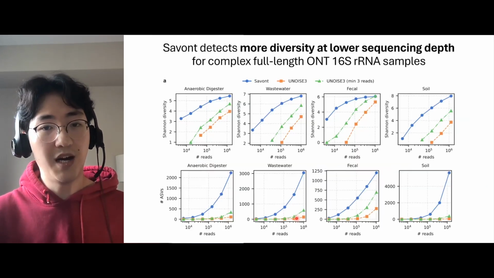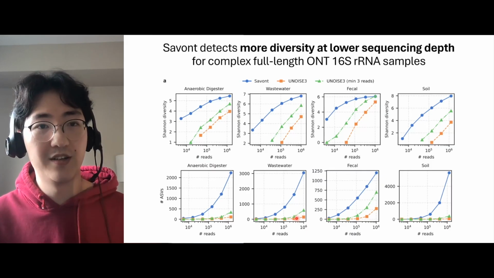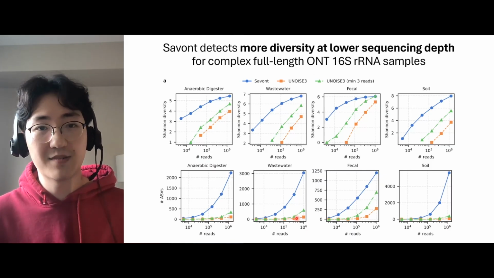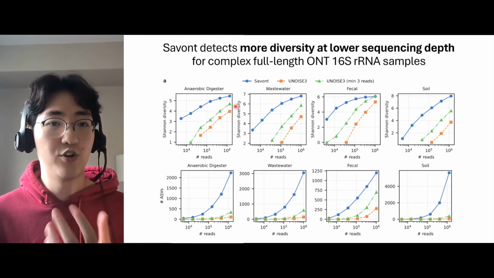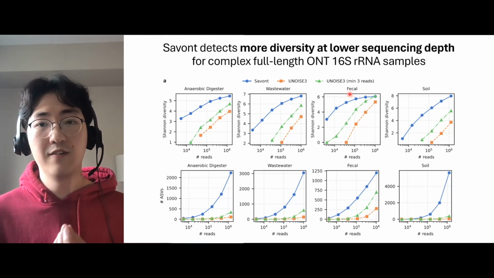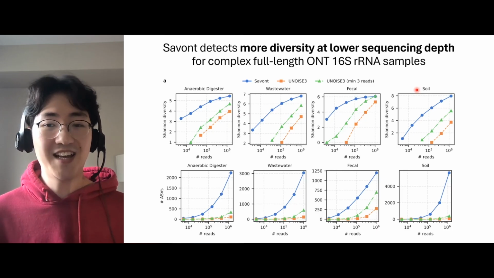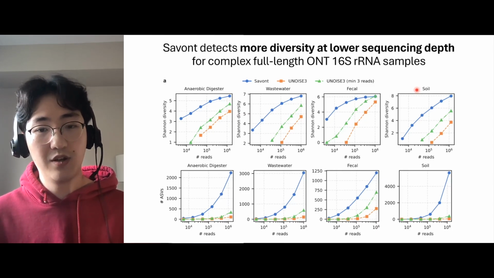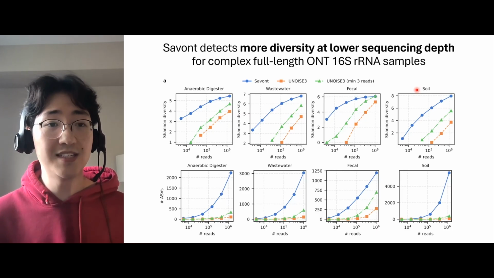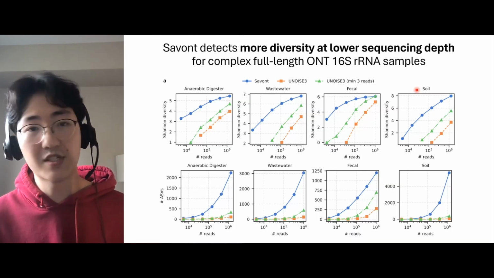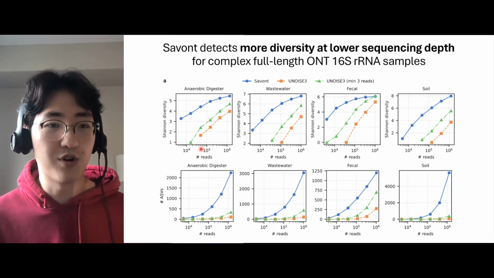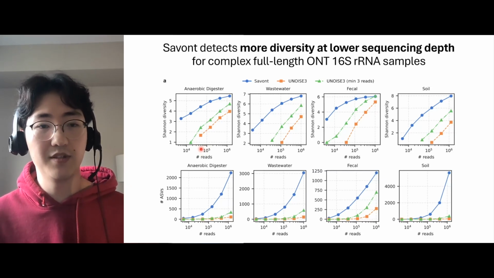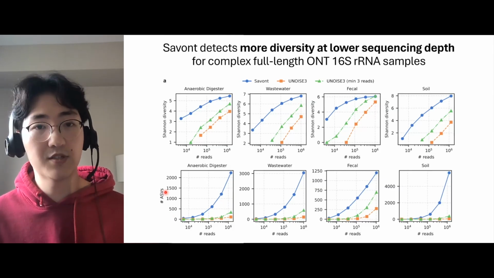So this is on mock data, and when we extended this to real data, we confirmed that Savant detects much more diversity at lower sequencing depths. So for 4 types of samples here, anaerobic digesters, wastewater, fecal samples, and soil, on the x-axis is the number of reads that we downsample or rarefied. And what you can see on the top is the Shannon diversity of these communities at the ASV level. In other words, when you have low sequencing depth, Savant's able to capture much more of the Shannon diversity than previous methods and gets you a much higher number of ASVs.